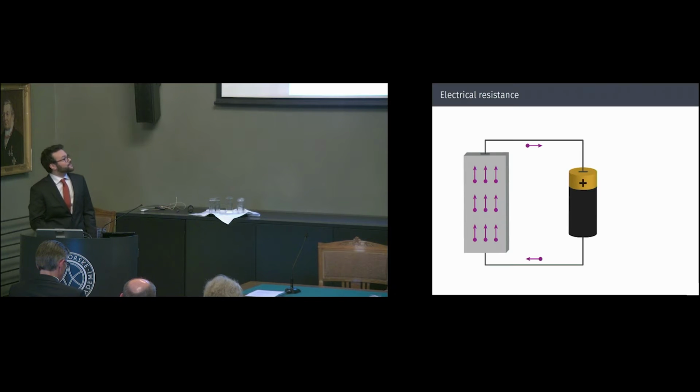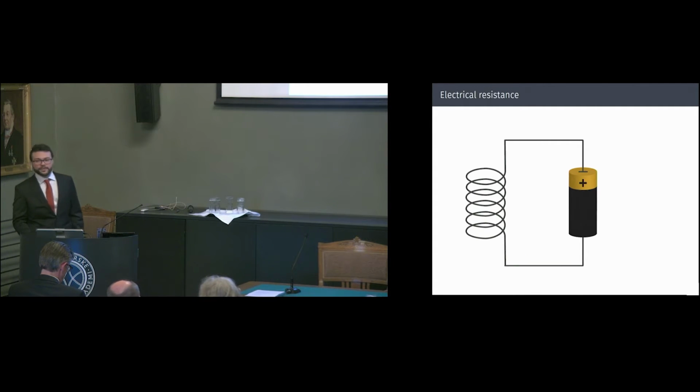So to start with a simple example, if you take a normal conventional power source, for example a battery, and you hook it up to a normal metal, then generally the power source will force electrons to move through the system and hopefully do something useful on the way.